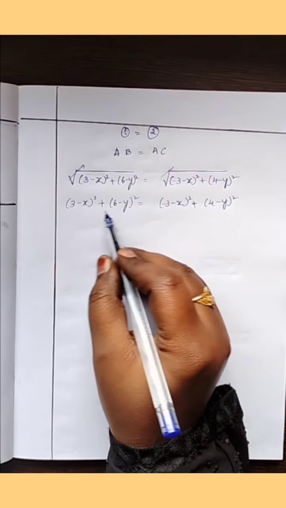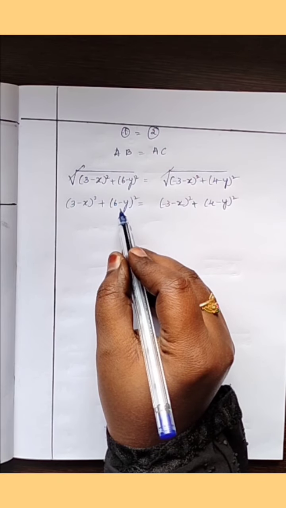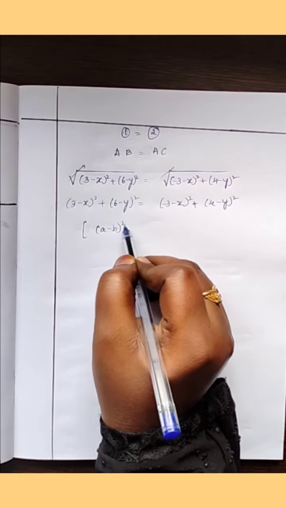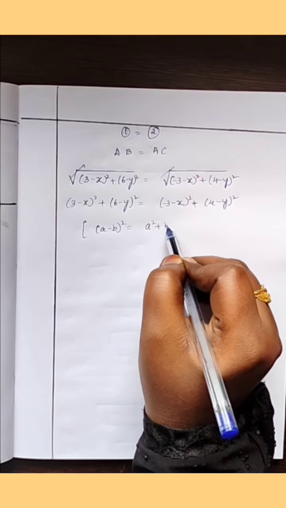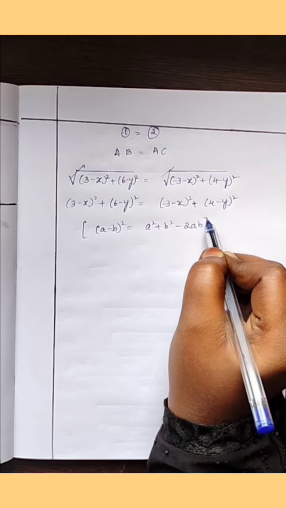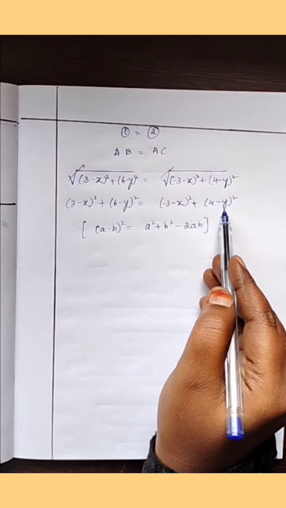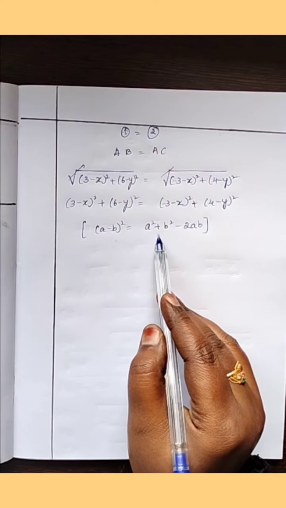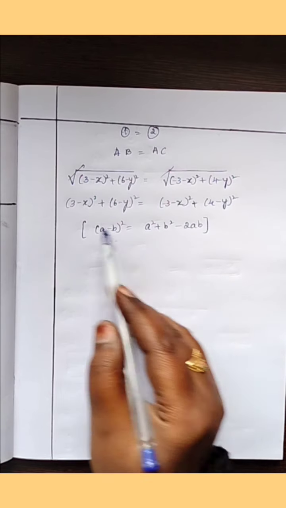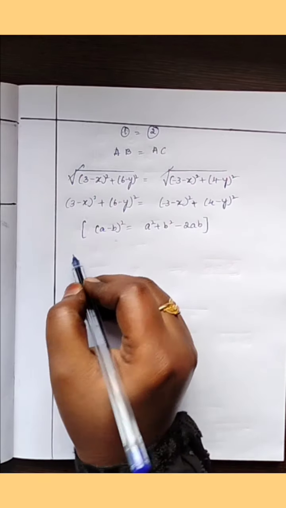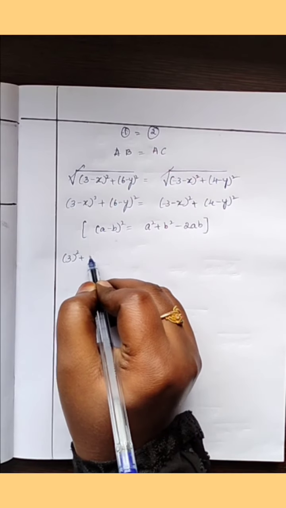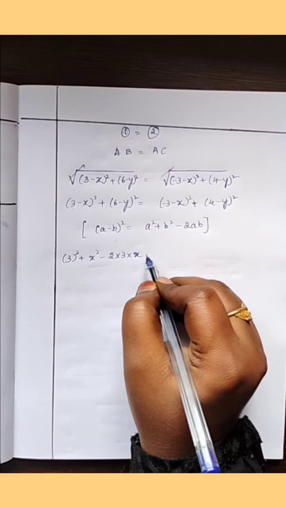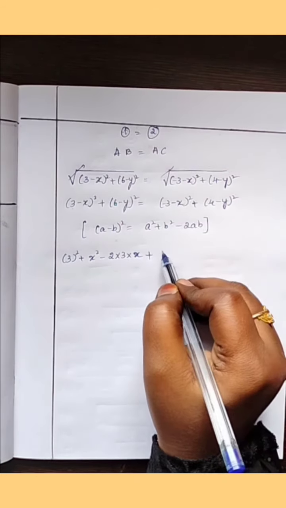Here everywhere it is like the formula (a minus b) whole square. We have to simplify using the formula (a minus b) whole square equals a square plus b square minus 2ab. All these terms, we have to simplify according to the formula (a minus b) whole square equals a square plus b square minus 2ab. Here a is 3, so 3 square plus x square minus 2 into 3 into x. Now plus, here a is 6, b is y.